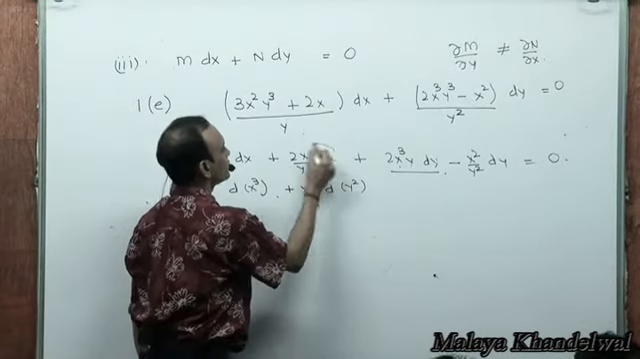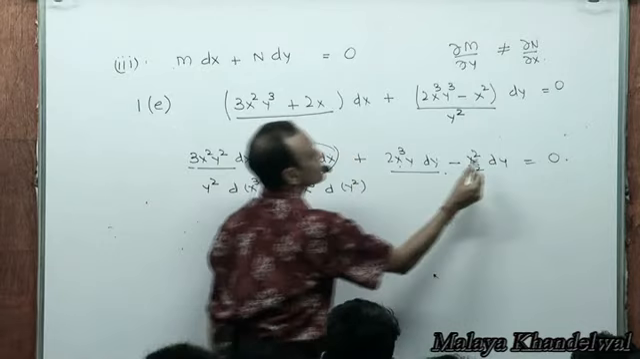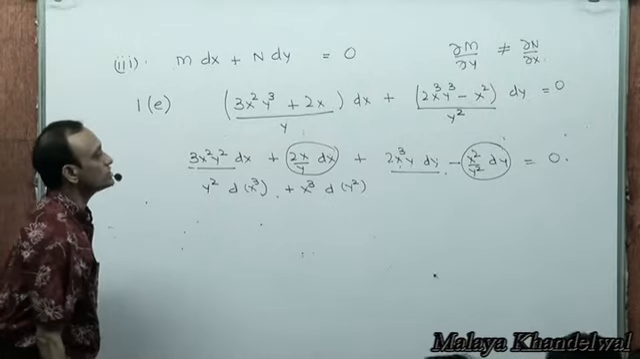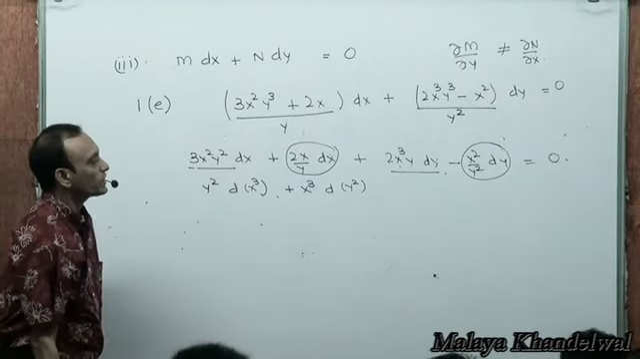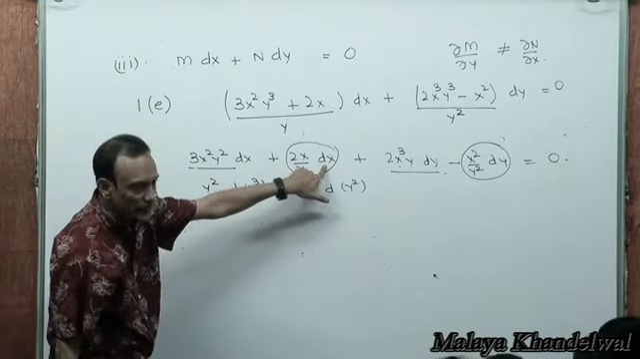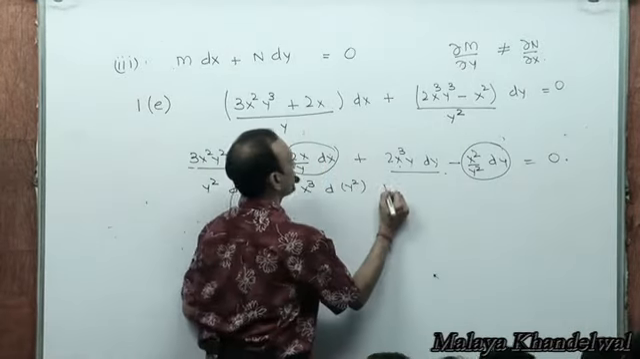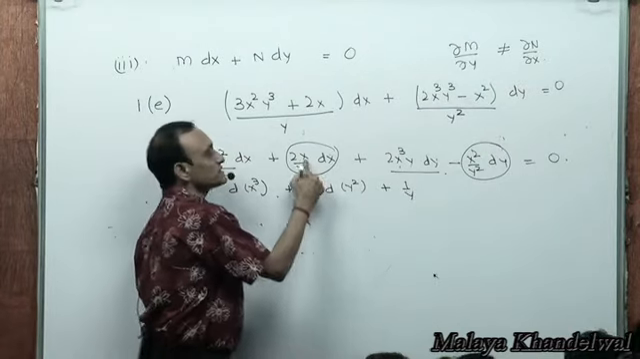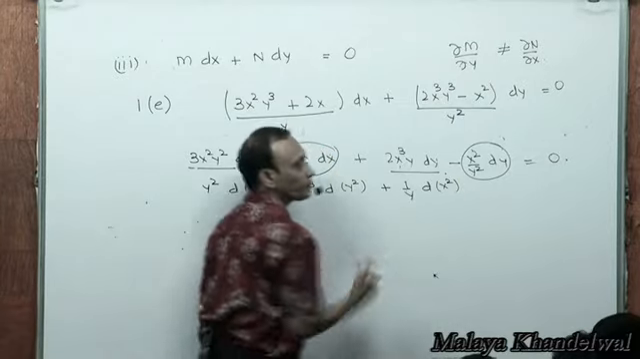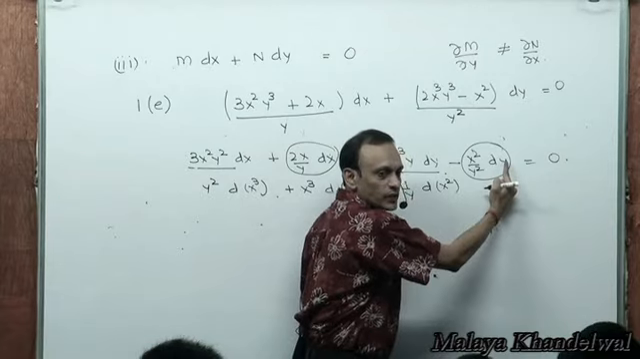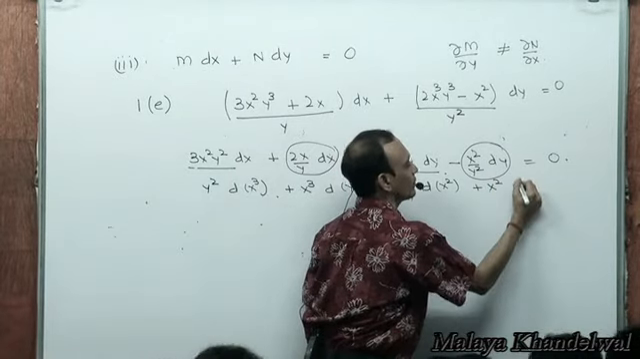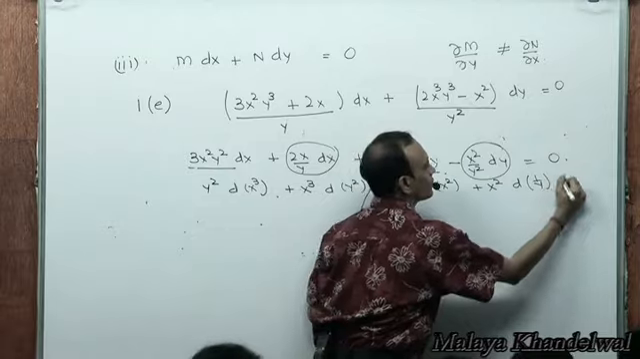And then these two terms should be put together. What can I do with these two terms? This is d of x squared, very clearly, times 1 by y. And minus 1 by y squared dy is d of 1 by y, equal to 0.